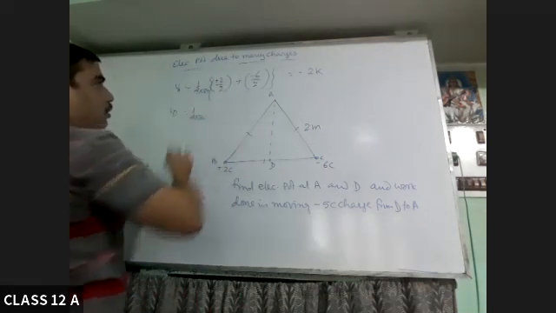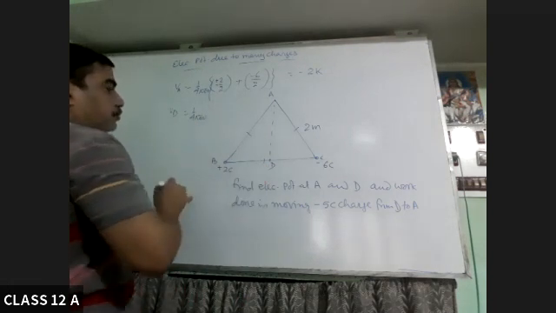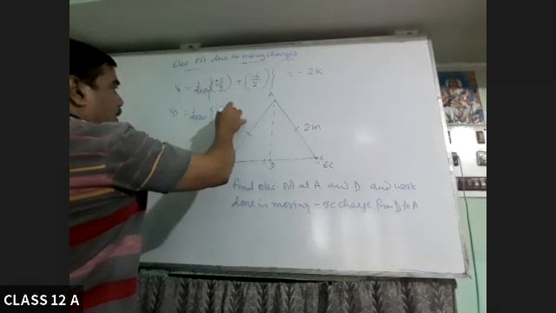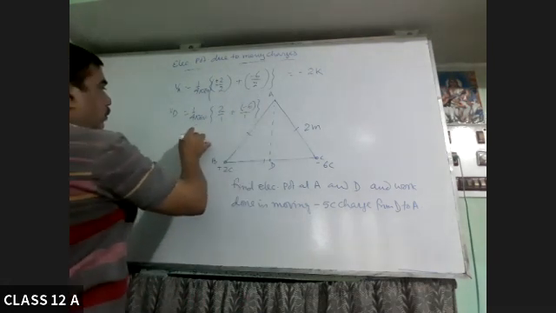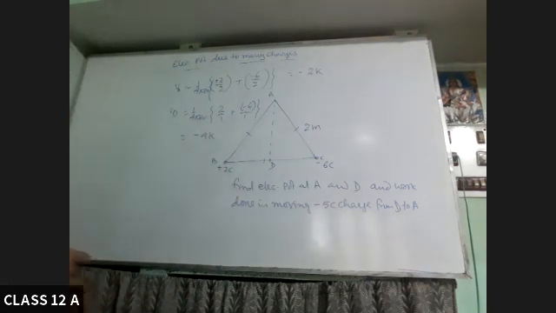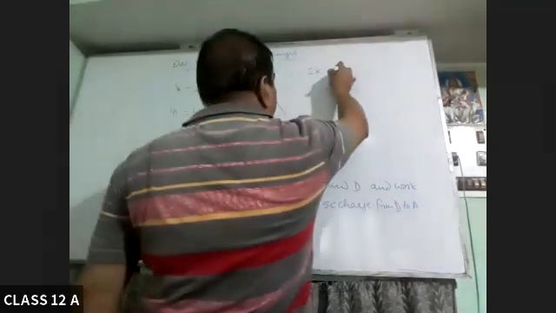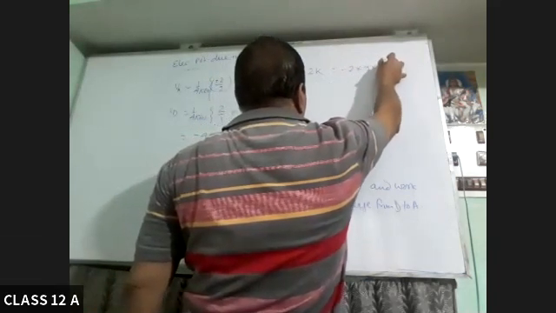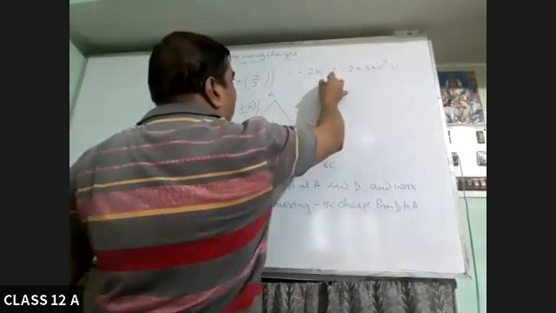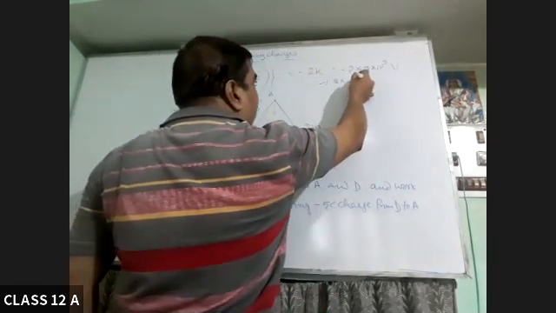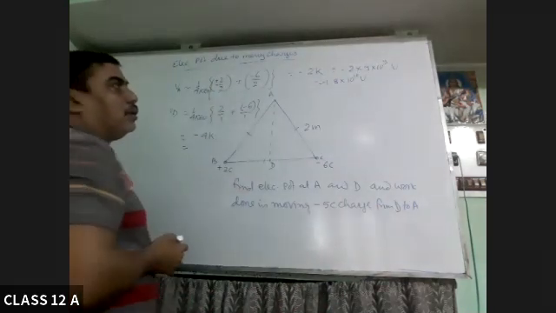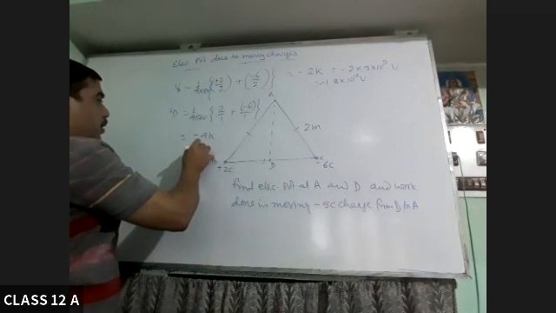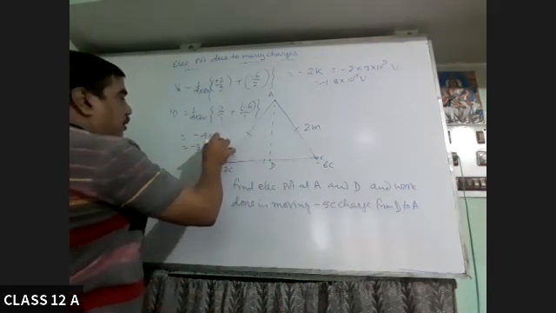1 by 4 pi epsilon naught, times 2 by 1 plus minus 6 by 1, which is minus 4k. K is 1 by 4 pi epsilon naught. Minus 2 into 9 into 10 to the power 9, this much volt, so minus 1.8 into 10 to the power 10. Okay, here it will become minus 3.6 into 10 to the power 10 volt.